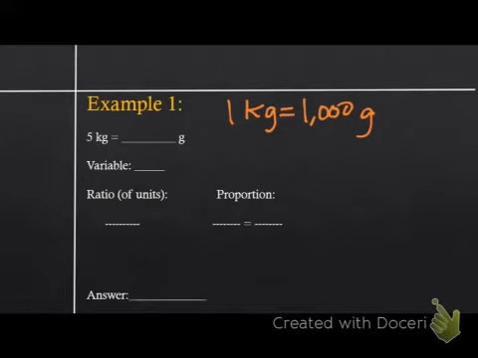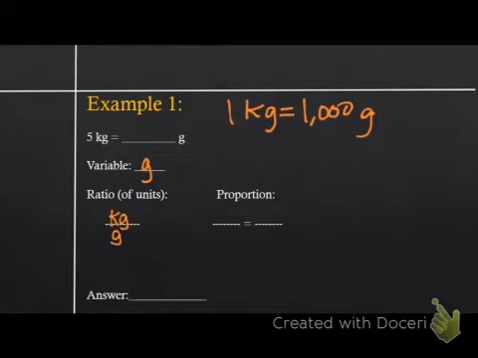To find our variable, what is it asking for? Are we looking for kilograms or grams? We're looking for grams, so I'm going to put G for grams. Now we have to find our ratio of units, not numbers. So we're comparing kilograms and grams. If you want to write it the other way, with grams in your numerator and kilograms in your denominator, that's perfectly fine. Just make sure you correlate it into your proportion.